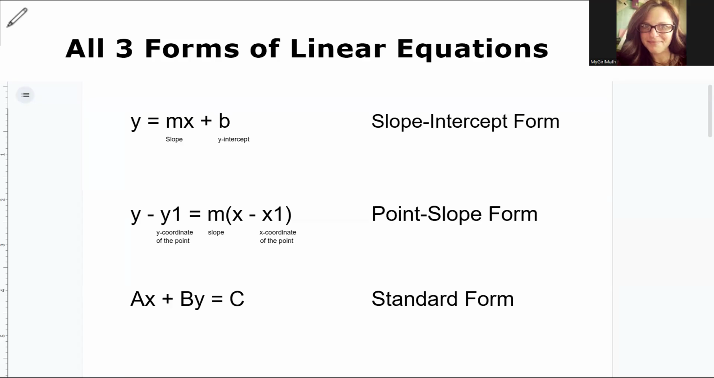Welcome to our session on all three forms of linear equations. We've got our slope-intercept form, y equals mx plus b, which gives us the slope and the point, the y-intercept. Point-slope form, where we get a point on the line and the slope. And finally, standard form. We'll talk about graphing by finding the intercepts, x and y. Let's take a look at a couple of examples.